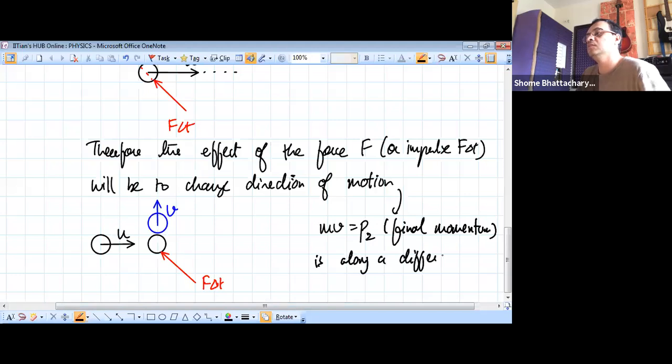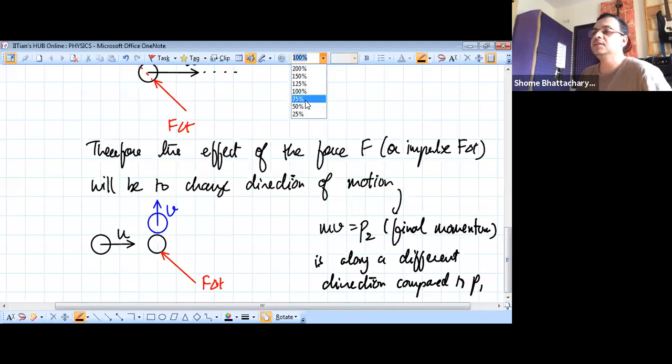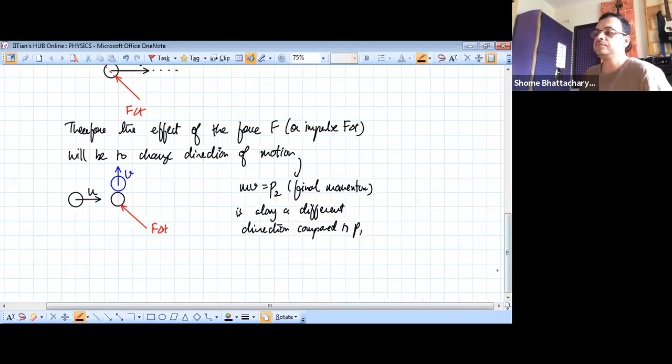It's along a different direction compared to the initial momentum. So this example also displays the property of inertia.